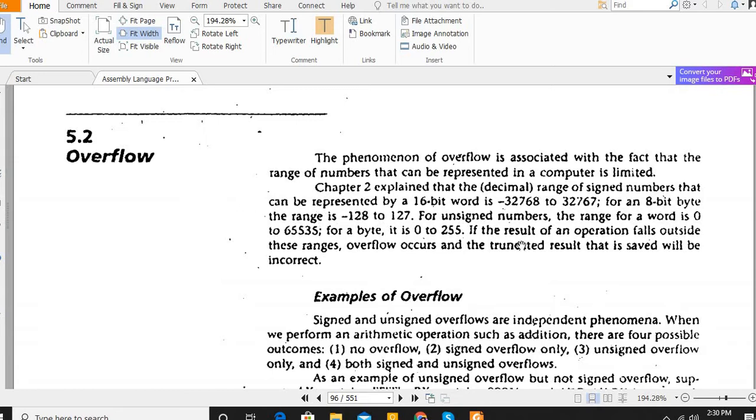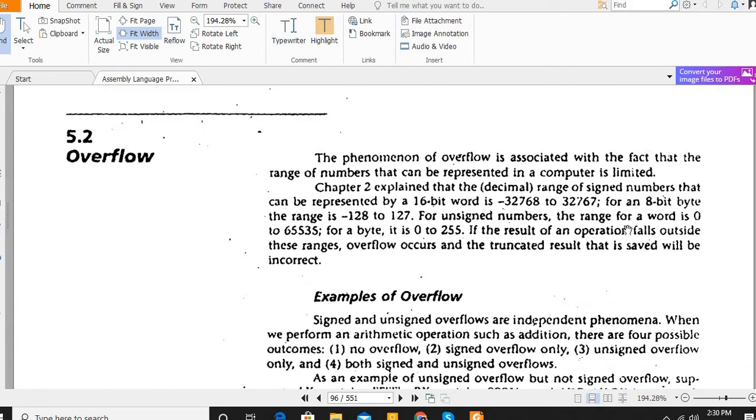You know numbers are represented in a computer in a signed or unsigned way. For 16-bit words, that means one word, signed numbers are represented from minus 32,768 to 32,767, and for 8-bit representation, signed numbers range from minus 128 to 127.